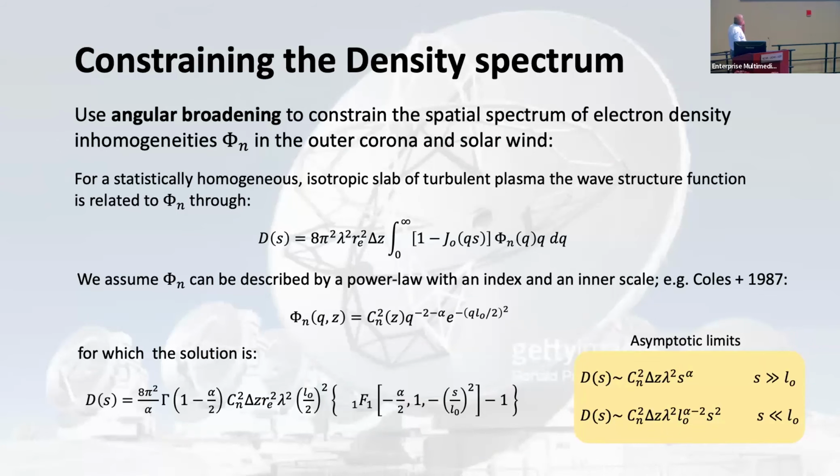All right, let's ignore the arithmetic. Basically, it turns out the structure function is related to the spatial spectrum. In that first line, phi sub n is the spatial spectrum of electron number density fluctuations, and D sub S is that phase statistic that I mentioned.